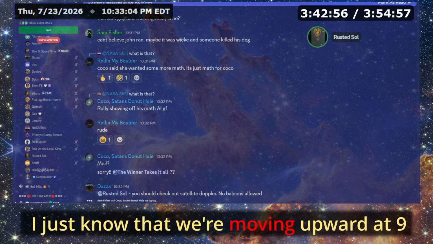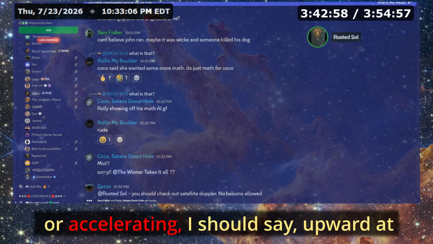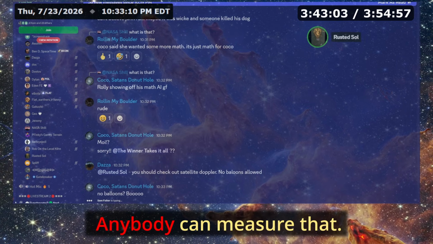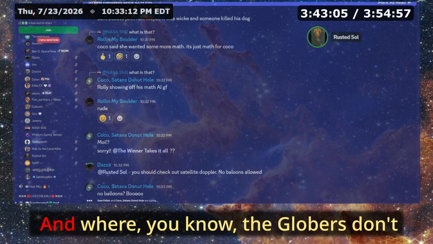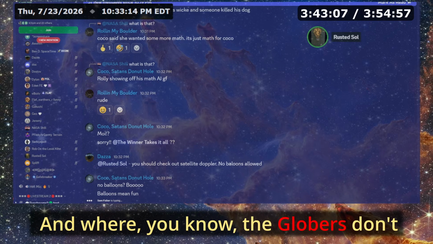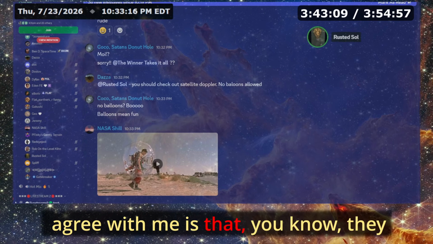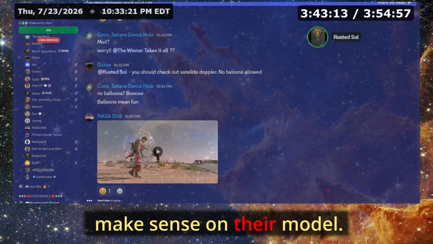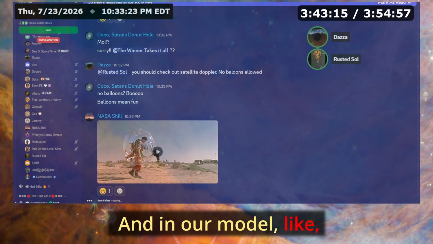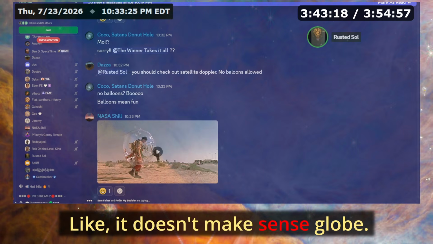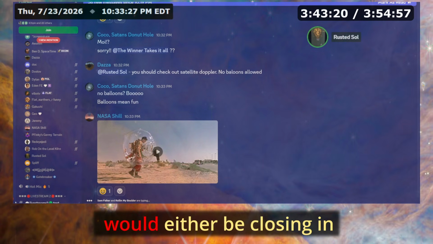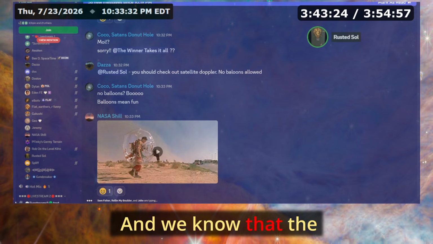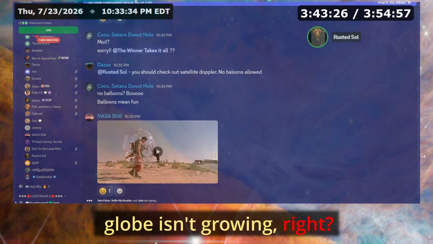I just know that we're accelerating upward at 9.8 meters per second. We can measure that. Anybody can measure that. Where the Globers don't agree with me is that they have to bring in bendy space for it to make sense on their model. And in our model, it only makes sense flat. It doesn't make sense globe, it doesn't make sense concave, because it would either be closing in on itself or expanding out. And we know that the globe isn't growing, right?